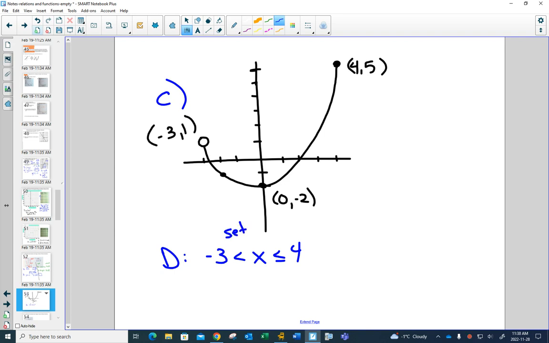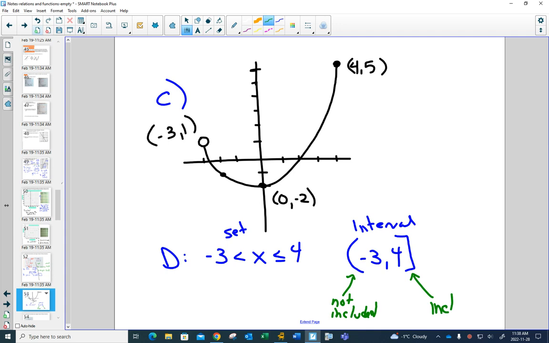This is set notation. In interval notation, we would go: -3 is the smallest, 4 is the biggest, 4 is included, but -3 is not. So interval notation just starts at the smallest one, and includes everything in between until you get to the biggest one. It would have a round bracket and a square bracket. In set notation, you would have a less than sign and a less than or equal sign.